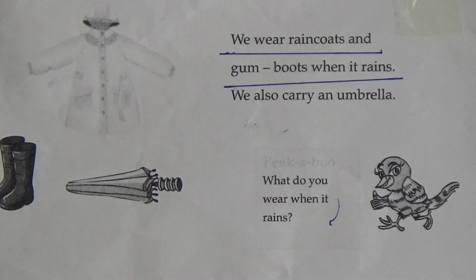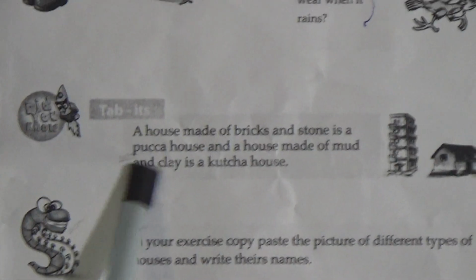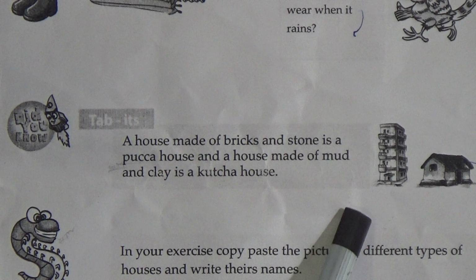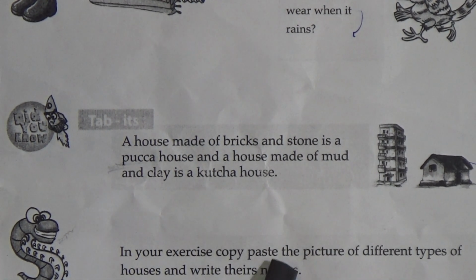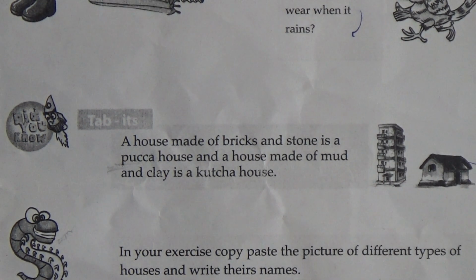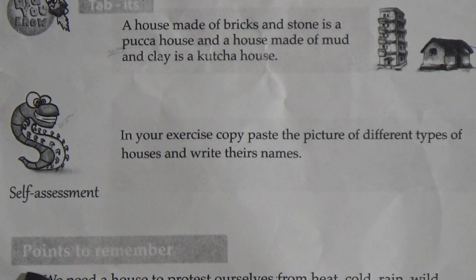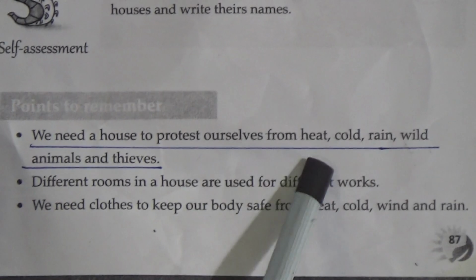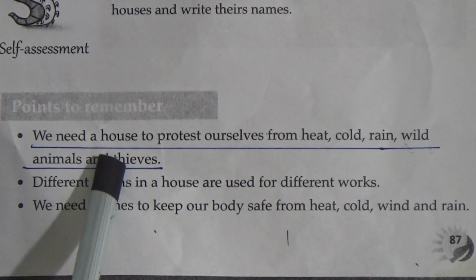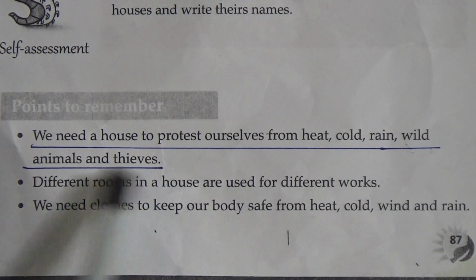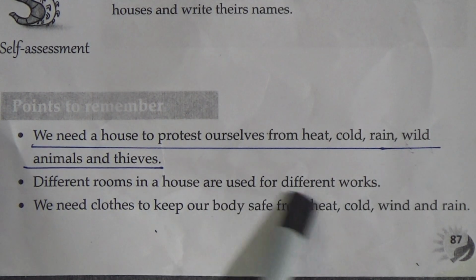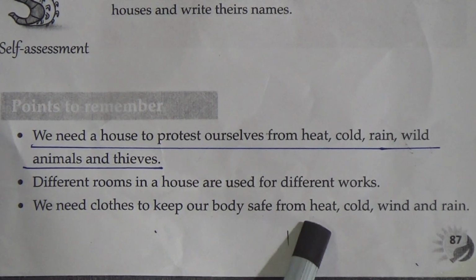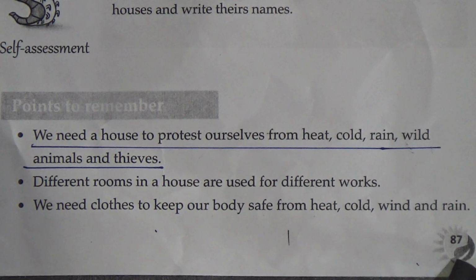A house made of bricks and stone is a pucca house and a house made of mud and clay is a kacha house. In your exercise copy, paste the picture of different types of houses and write their names. Points to remember. We need a house to protect ourselves from heat, cold, rain, wild animals and thieves. Different rooms in a house are used for different works. We need clothes to keep our body safe from heat, cold, wind and rain.